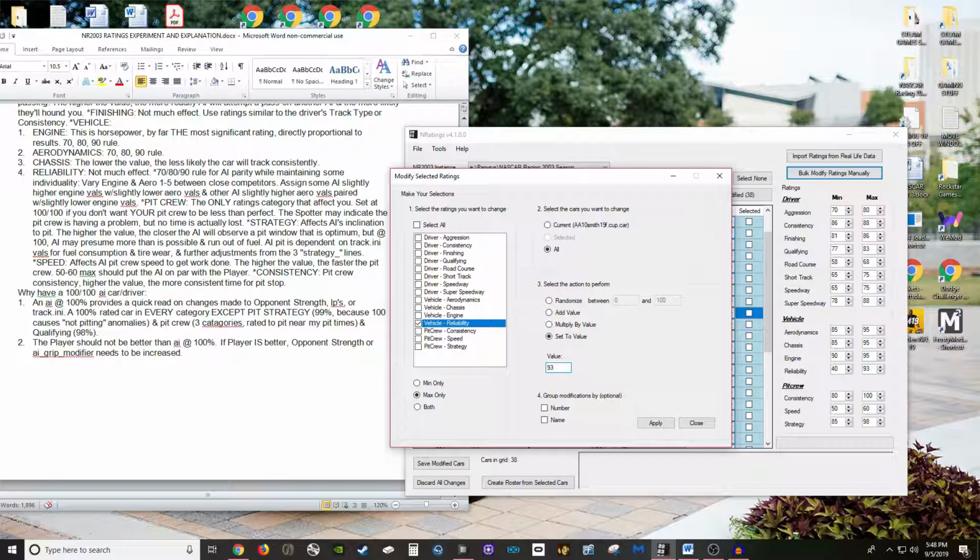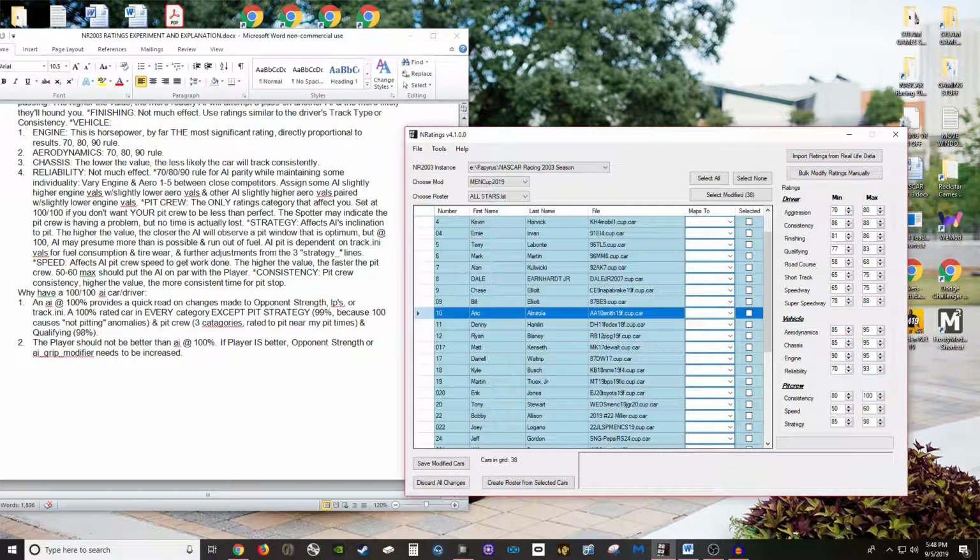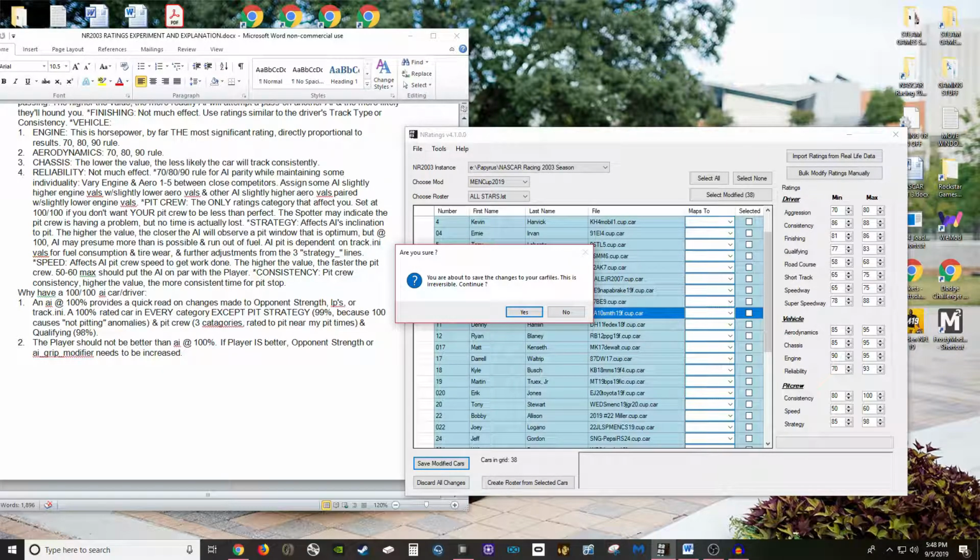And we're going to hit apply. And now we're going to hit close. And then we need to do one more thing. We need to hit save modify changes. And it's going to ask you, do you want to change it? Because you can't reverse it if you do. So I'm going to hit yes.